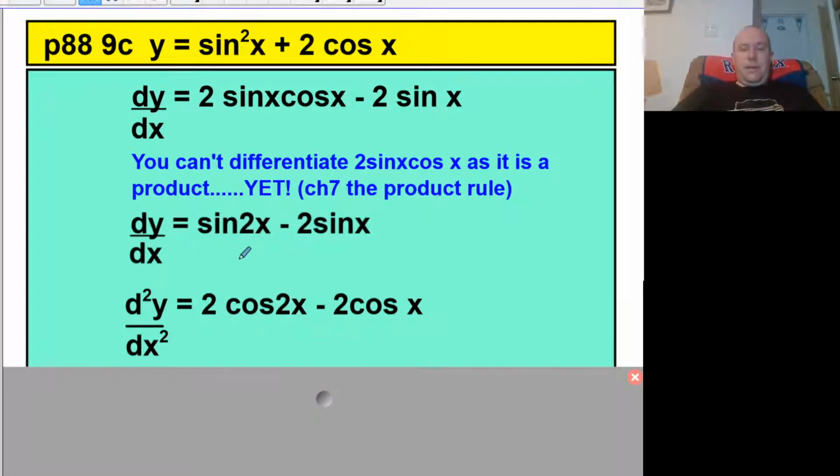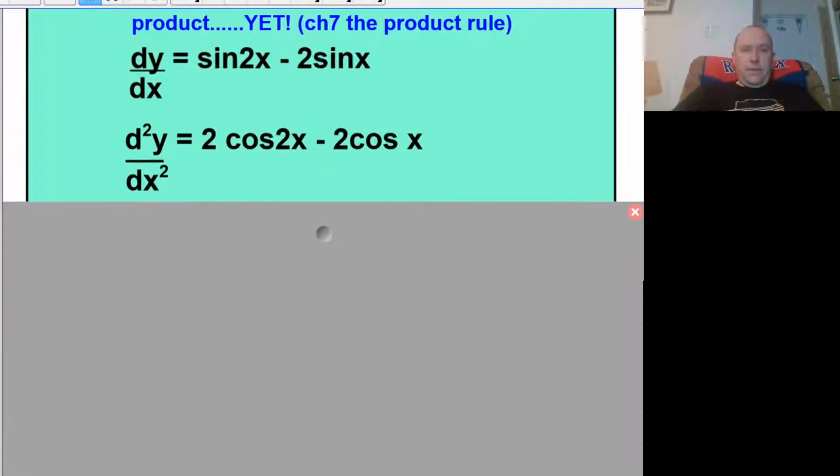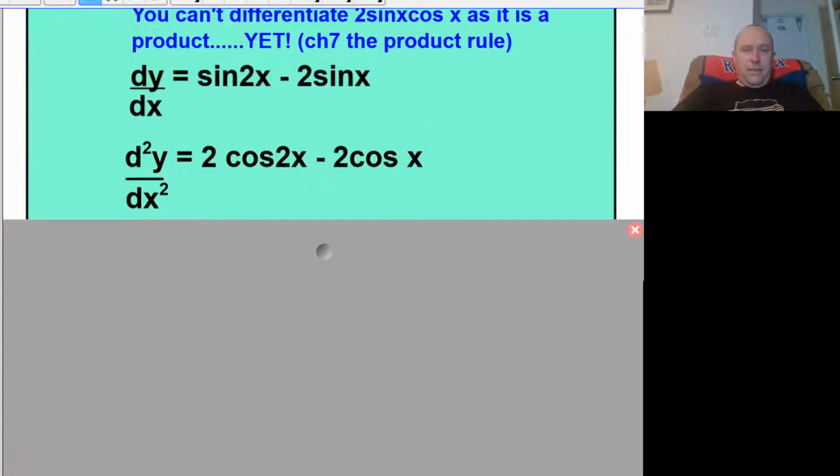So differential of sine is cosine of the same thing. Differential of 2x is 2. Differential of sine x is cosine x, so I keep the negative 2 at the start. So that first step, of course, differentiate, set it equal to 0.